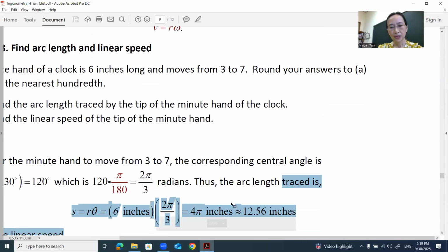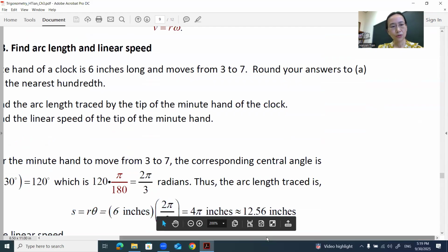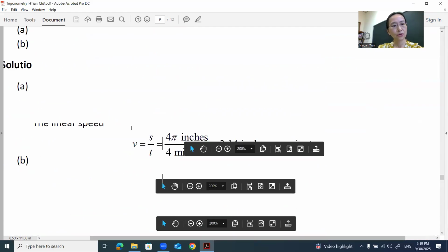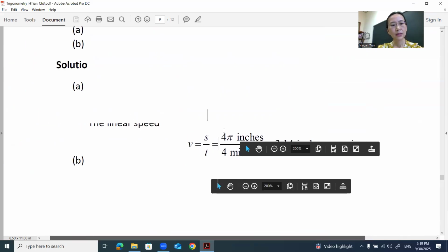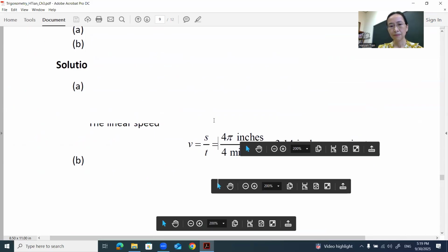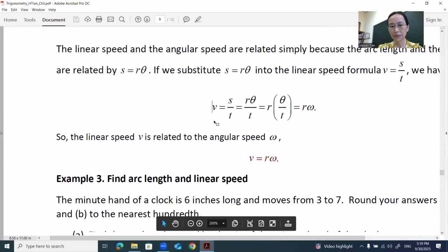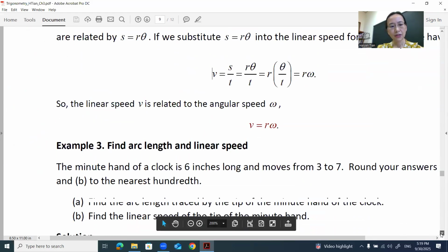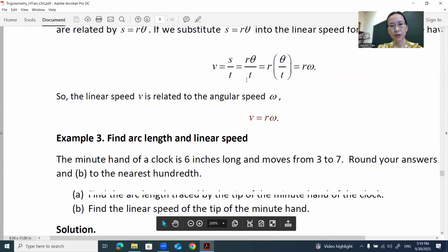This one problem, just to try to apply the formulas we learned now and then to get, okay, find arc length and linear speed. So here is the question.